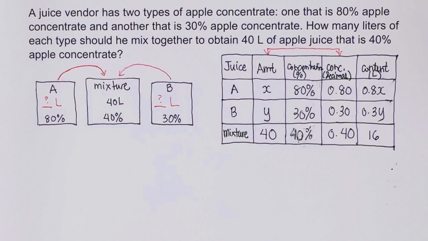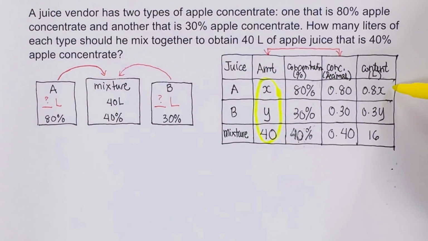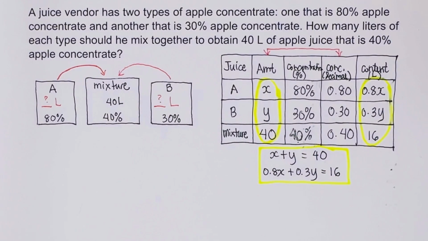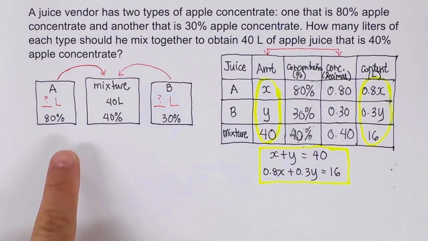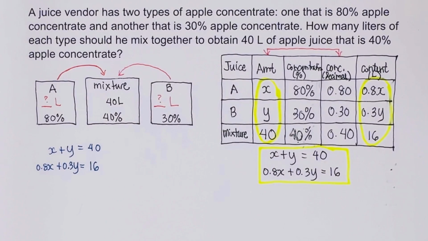Now, to solve this problem, we're going to use these two equations, that is the equation for the amount and the equation for the content. So the system of two equations that we have here will be the two equations that we're going to use to solve for X and Y. Let's go ahead and solve this. I'm just going to rewrite these equations on the side here. We're going to use the elimination method to solve for X and Y.